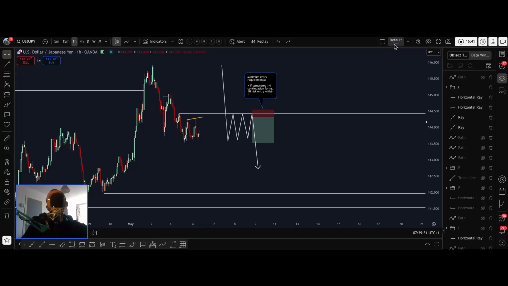So that is my forecast today, folks. It's not necessarily what I think will happen. It's what I'm looking for and what I will do if the market does what I'm anticipating it might do.